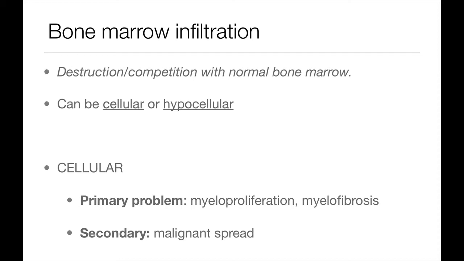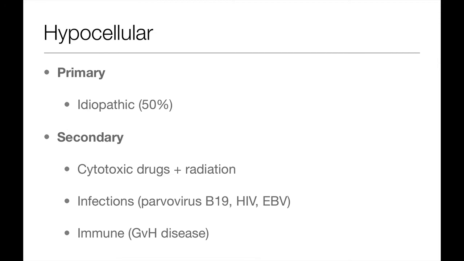Broadly, we can divide bone marrow infiltration into a cellular problem or a hypocellular problem. So in cellular, it basically means that there are other cells there that are preventing the bone marrow carrying out its normal function. So, for example, this might be a primary issue such as myeloproliferation or myelofibrosis, or it could be secondary due to the bone marrow being involved due to malignant spread from elsewhere. In the next group, the actual quantity, the actual amount of the cells, has been reduced, so that's hypocellular. And this once again can be primary and idiopathic, or secondary due to certain other things.